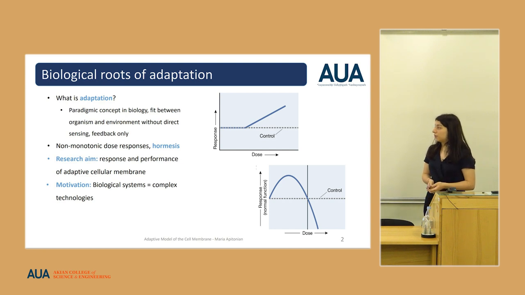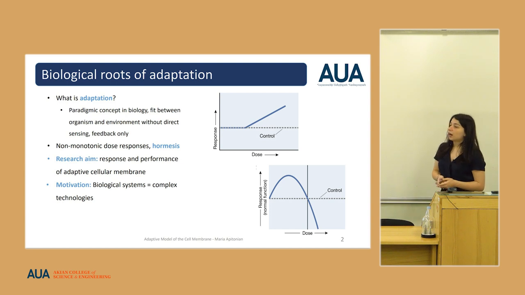The aim of this research is therefore to obtain a model of the cellular membrane and analyze its response and performance from the perspective of adaptation. Why is this important? It has been shown time and time again that complex biological systems share many characteristics with high complexity technologies, including similarities in response and fragility, and both disciplines can benefit from a dialogue about these similarities. However, this dialogue has been greatly prevented by things like discipline fragmentation in engineering and a lack of thermodynamic models in biology.